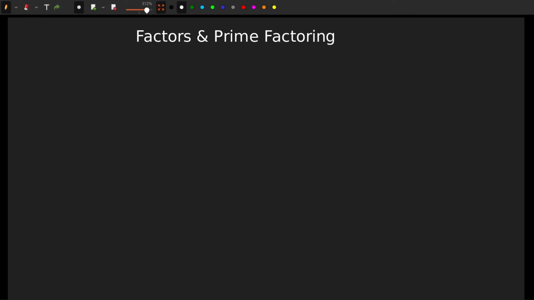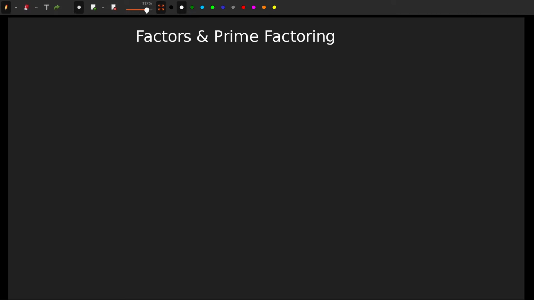Okay, so for today, we're going to be talking about factors and prime factoring. When we talk about factors, factors are really just two natural numbers that when multiplied together can make another natural number. Or another way we can think about it is a factor is a way to express a natural number as a product of two natural numbers.